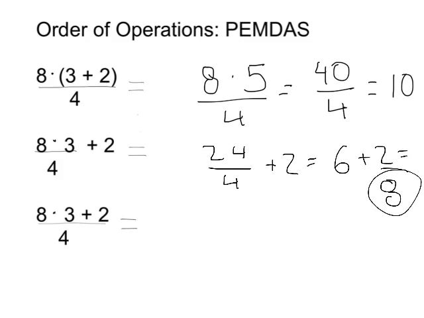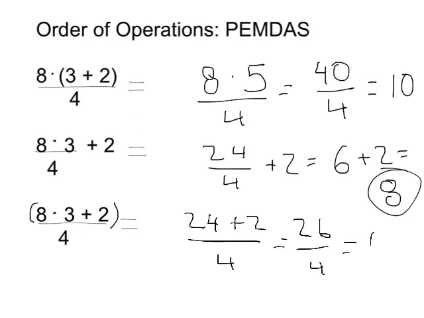Okay, and in the last one here, we don't have a parenthesis shown, but we sort of have an implied parenthesis, because all of this, the 8 times the 3 plus 2, is all on top of this division line. So it's implying that all of this needs to be done before we do our division. So we'll treat this as if it's a big parenthesis, and inside the parentheses we're going to do our multiplication first. So again, 24 plus 2 over 4, so that is 26 over 4, which if you typed it into your calculator, you would get 6.5.